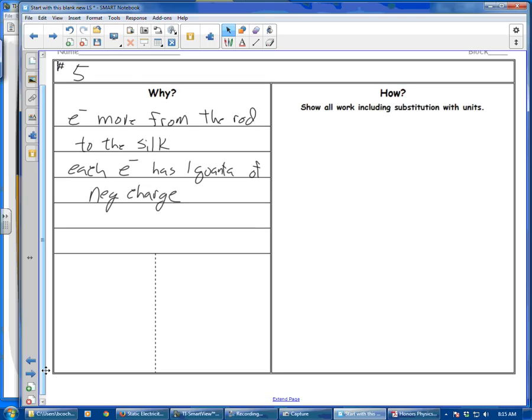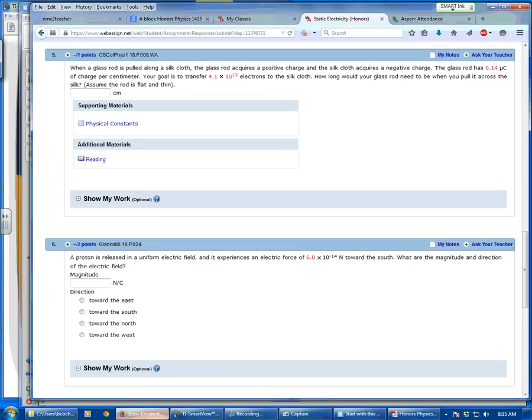No forces or anything. They give us that the glass rod has 0.14 microcoulombs of charge per centimeter. So for every centimeter, I can rub off 0.14 microcoulombs of charge. My goal is to transfer this many electrons.